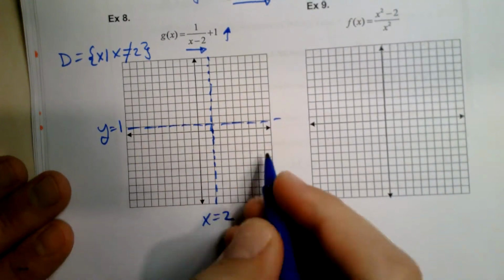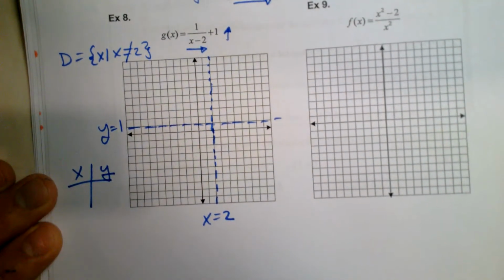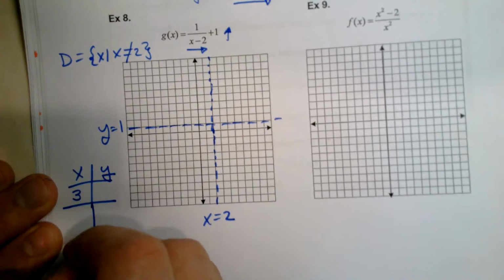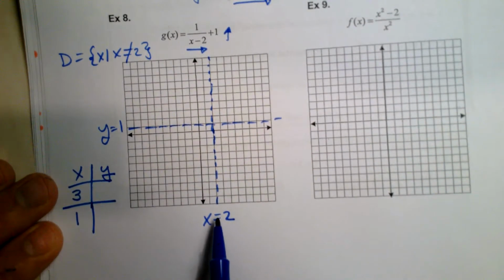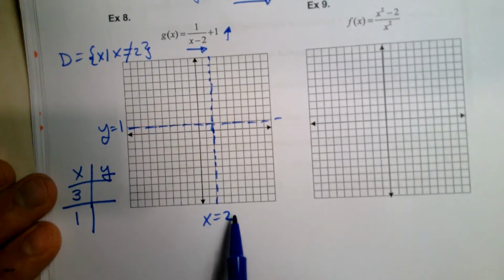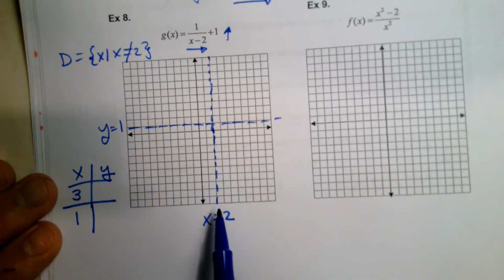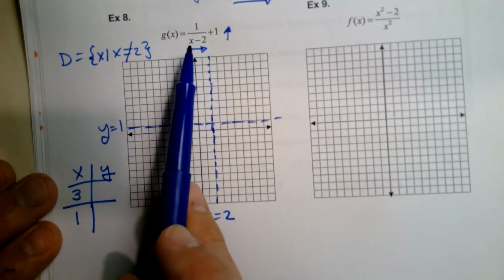All right, all right. So you can plot some points if you want. You don't have to. I'm choosing 3 and I'm choosing 1 because my vertical asymptote is at 2. So I'm going to graph a point on the left and a point on the right. So the next integers around 2 are 3 and 1. I'm going to plug those in. Okay, you can do this in your head probably.